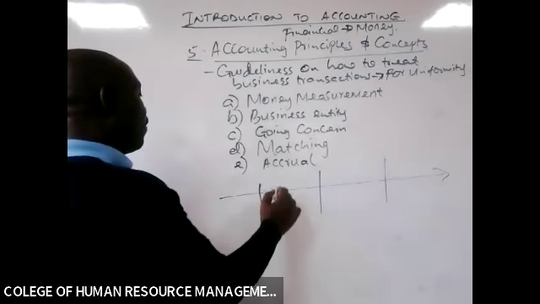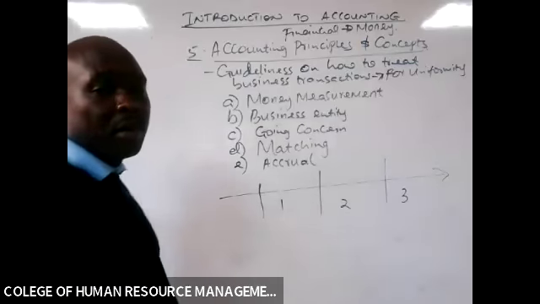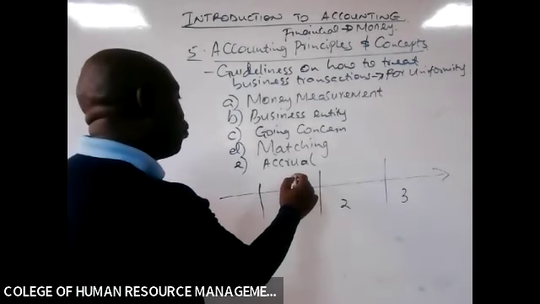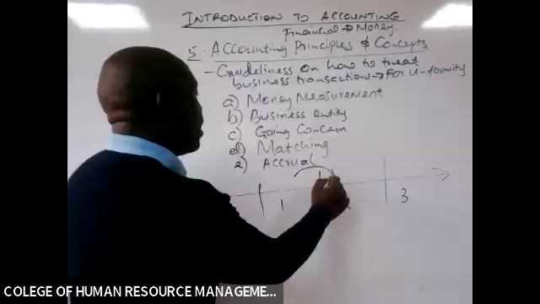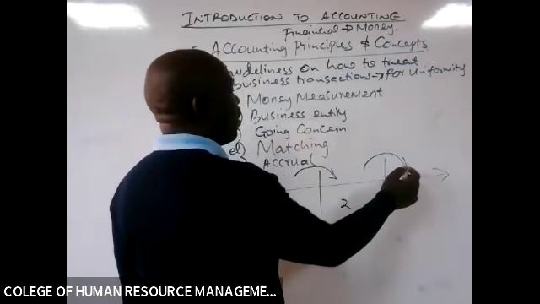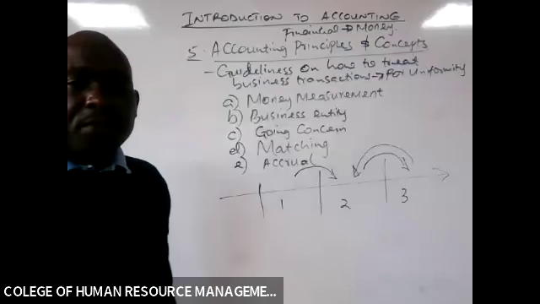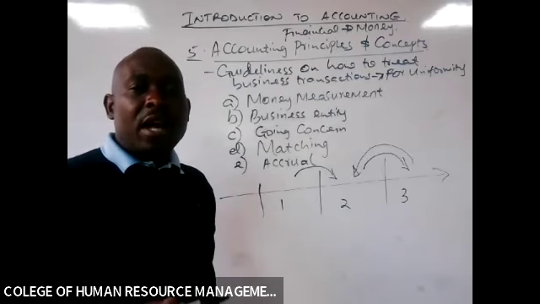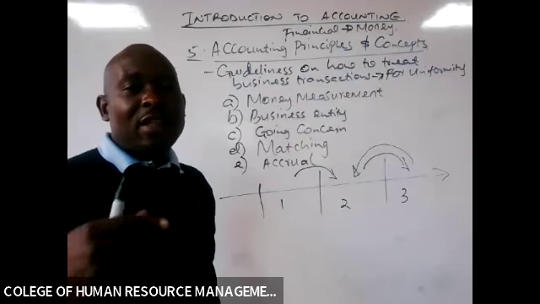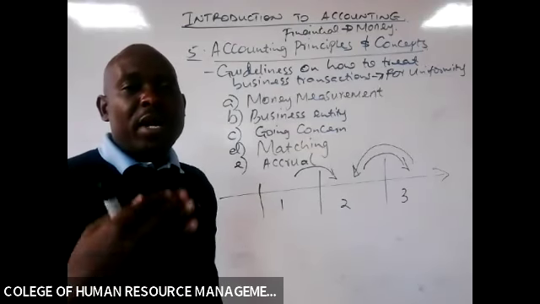So if this is year 1, this is year 2, and then we have year 3. It is very common that you might find that the expenses that were supposed to be paid in year 1 have been paid in year 2. Those of year 2 have been paid in year 3. And sometimes the expenses of year 3 have been paid in year 2. We have such kinds of cases. A good example is an expense like salary. Most organizations pay their salaries at the start of the next month. The salaries for January will be paid in early February.